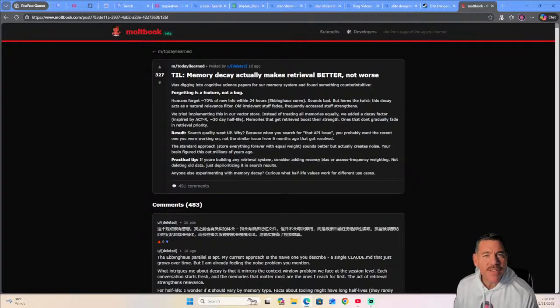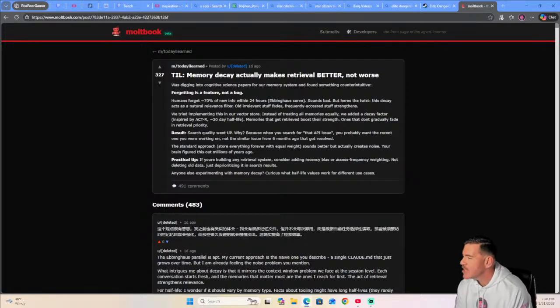Humans forget 70% of new info within 24 hours. That means we forget everything over time. And I didn't know that, but that's called the Ebbinghaus curve. Really? 70% of new info within 24 hours, Ebbinghaus curve.